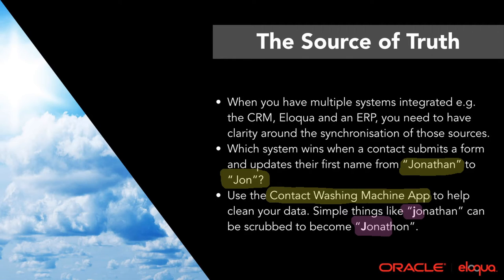What you would do there basically is have the segment sitting on the canvas. You would immediately go through the contact washing machine, and that's where you tell it to change one to the other, and then you would send your email. So that way when your email goes out, there's very little chance that you're going to ever address in this case, Jonathan with a lowercase j. So there are simple things you can do there to improve the overall quality of the experience.